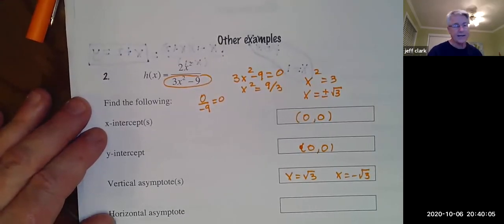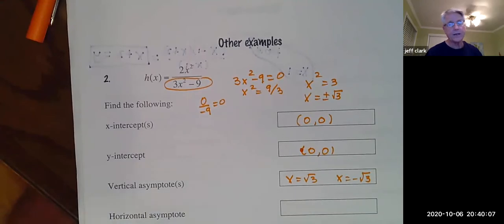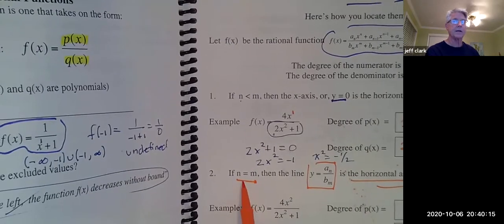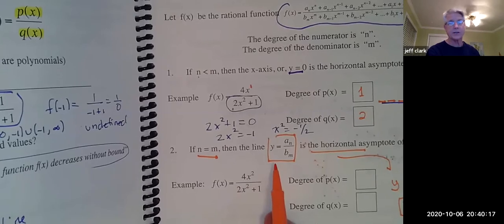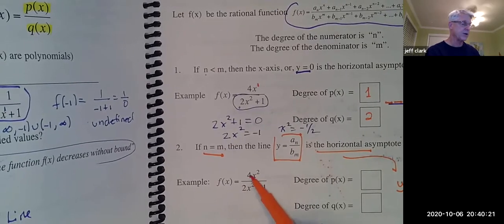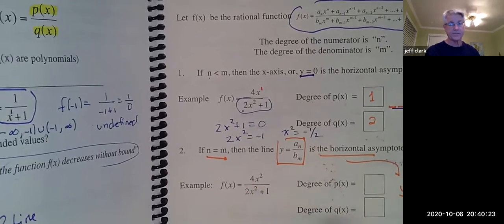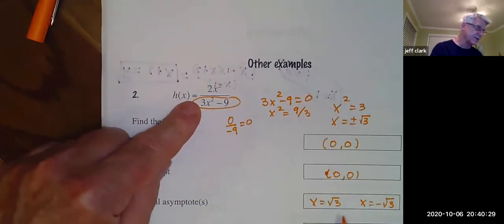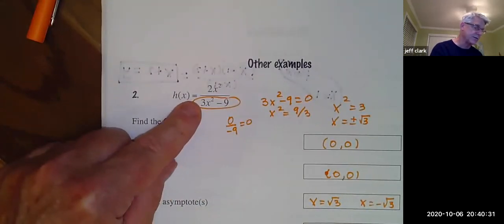Is there a horizontal asymptote? Well, the degrees are the same. According to the instructions, if the degrees are the same right here, then the equation is a horizontal asymptote. It's y equals the ratio between the leading coefficients. So since the degrees are the same, 2 over 3 is the horizontal asymptote. Y equals 2 over 3.